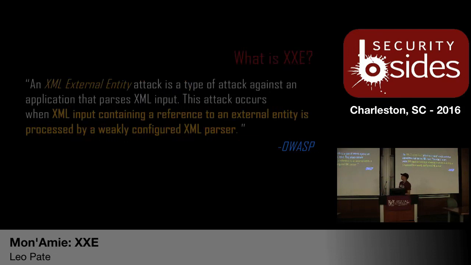So with that, we're going to go into what actually is XXE. This is straight from the OWASP website. It's an XML external entity attack, a type of attack against an application that parses XML input. When you're inputting a file that is XML based, the thing that's parsing it, going through it line by line to piece it together to see what the actual file is and reconstruct it, that's what the attack is against. This attack occurs when an XML input containing a reference to an external entity is processed by a weakly configured XML processor.